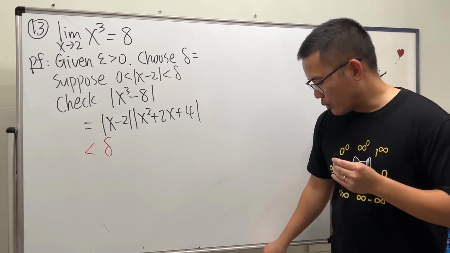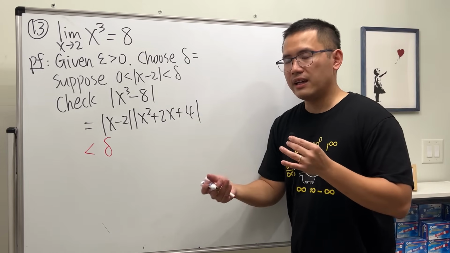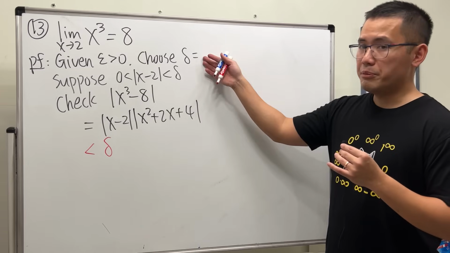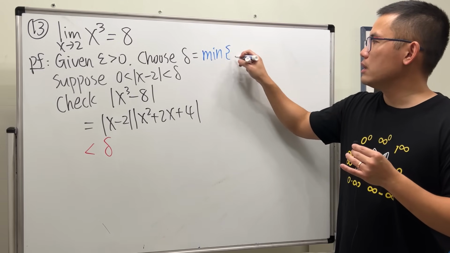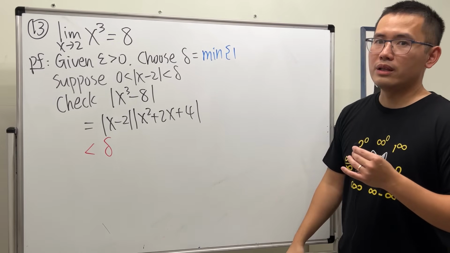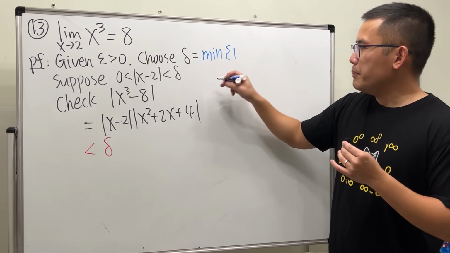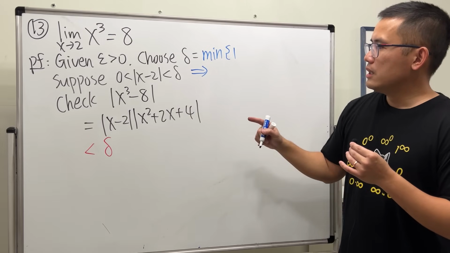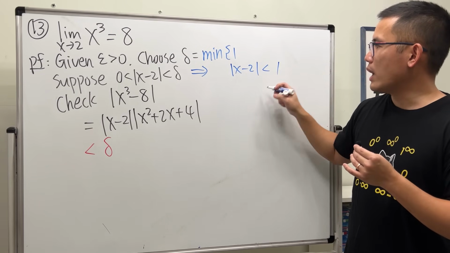We can do the same thing that we have been doing before, right? Whenever we have an extra part that has x, and we cannot really get rid of it right away, in that case, just come here and write down delta to be the minimum of something. Just use 1 because there's no worry at all for this. That being said, we can say this right here is going to give us absolute value of x minus 2 is less than 1.